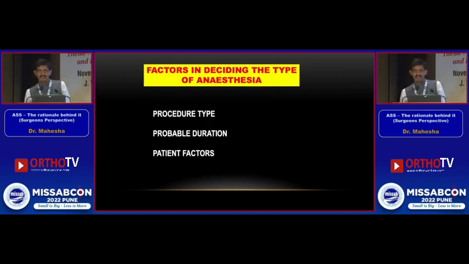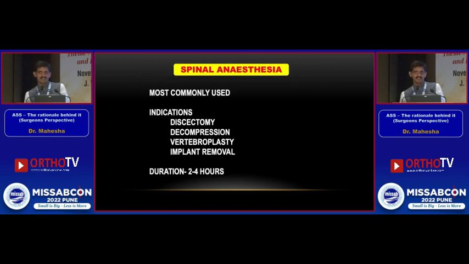The factor deciding which type of anesthesia you are going to do in a particular patient depends on the procedure type, probable duration of your procedure, and patient factors. So the surgeon and anesthetist will take a call what type of anesthesia we are going to do. I do most of my lumbar interventions under spinal anesthesia, especially the interlaminar procedures like discectomy, decompression. We can do vertebroplasty, implant removal, all under spinal anesthesia.